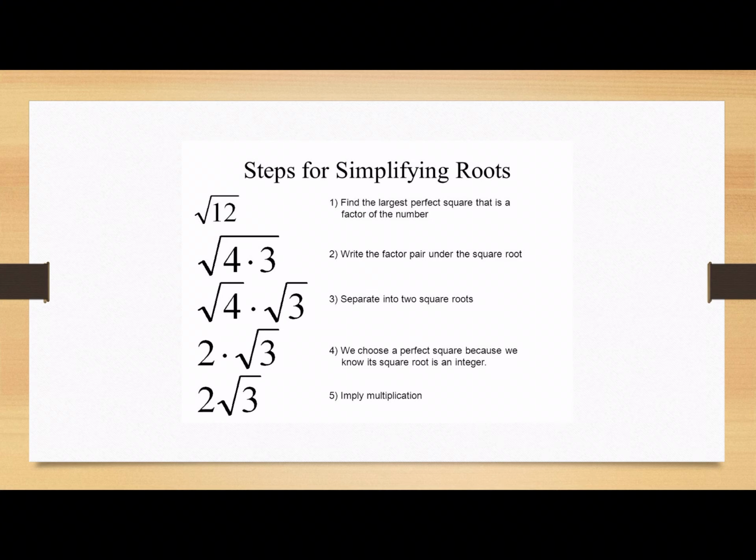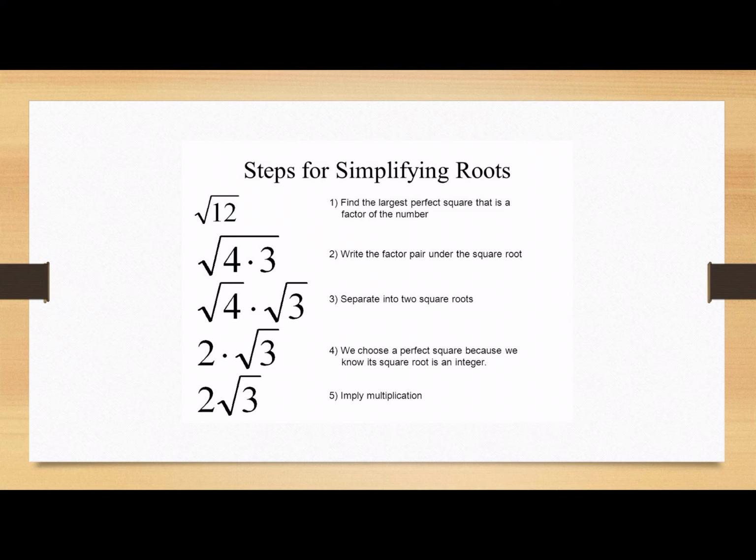We will continue the lesson with the following steps on how to simplify square roots. Please follow along and take note. Step 1. Find the largest perfect square that is a factor of the number. In this case, it is the square root of 12. Step 2. Write the factor pair under the square root. That would be the square root of 4 times 3.